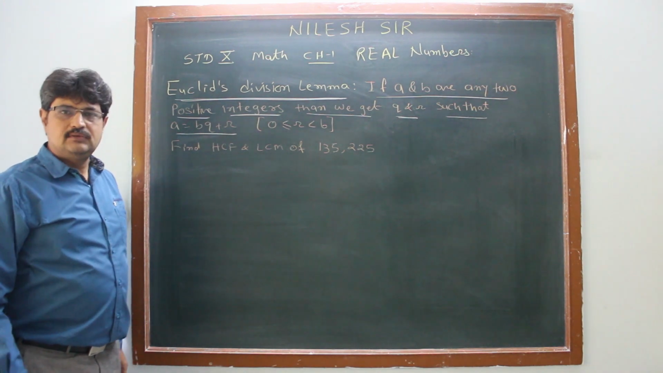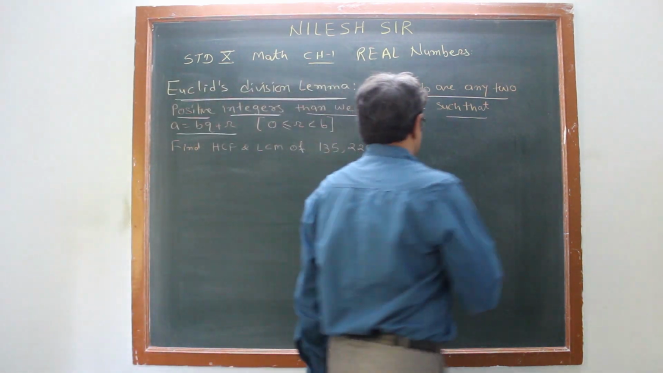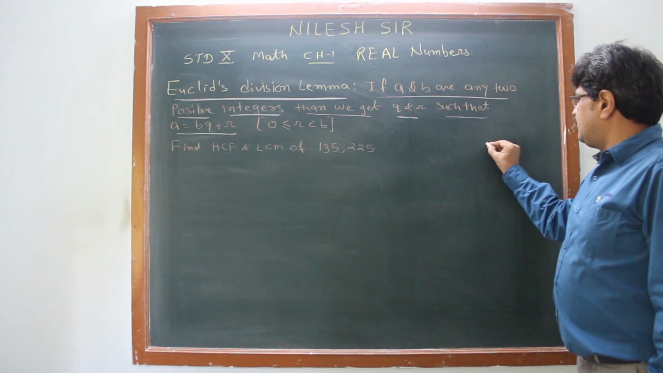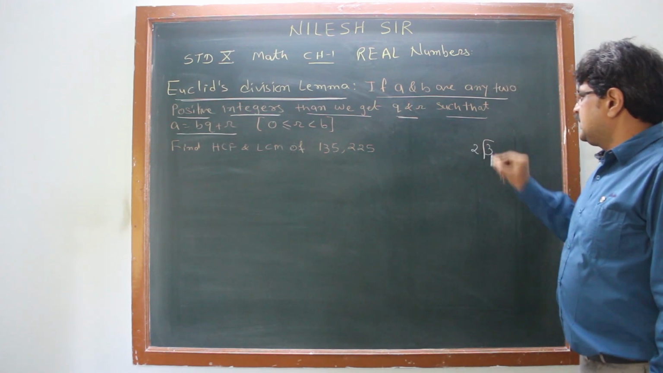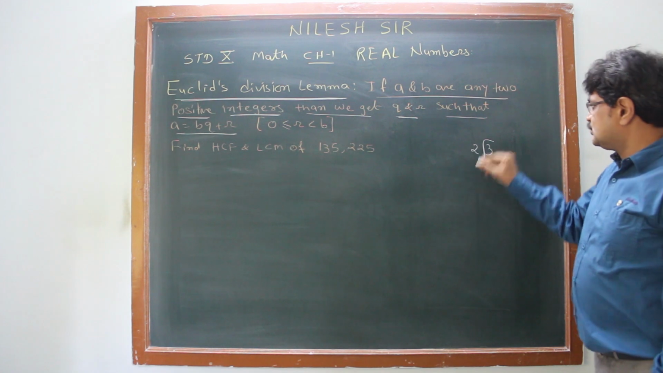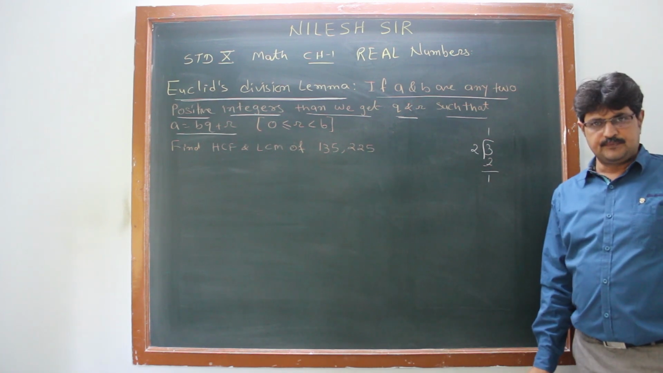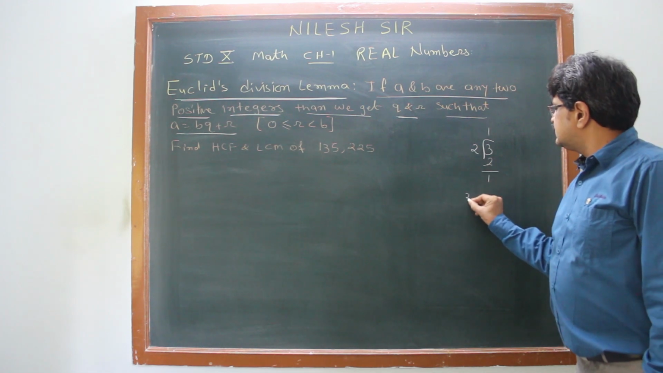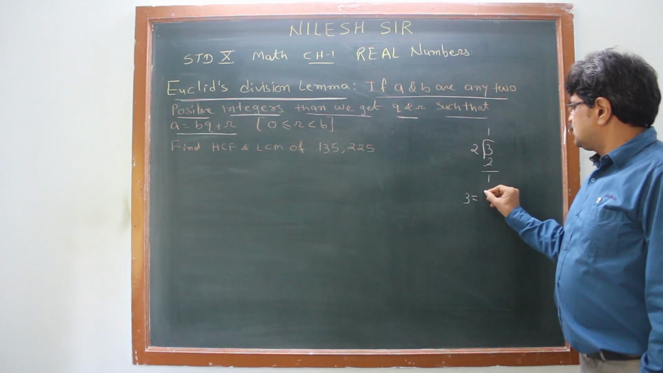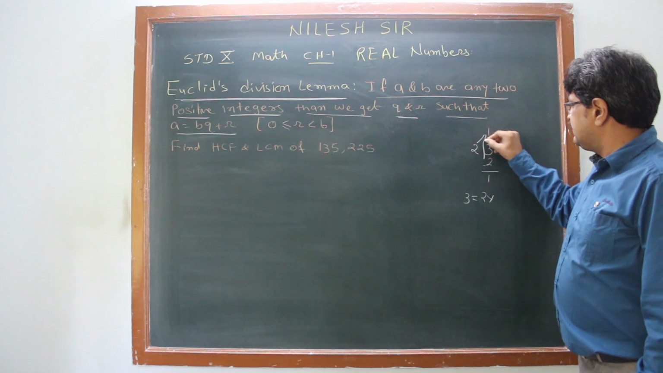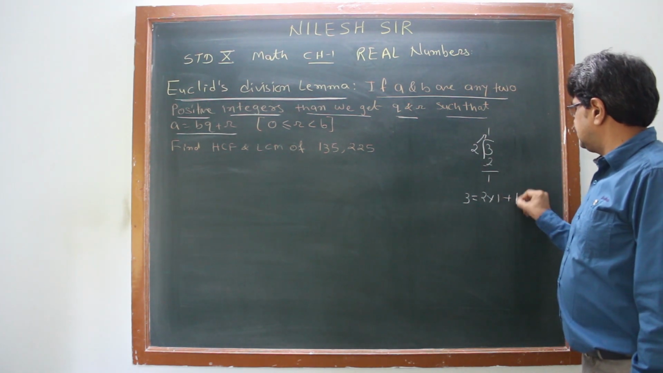We have already learned so many divisions. We have learned the division of 3 by 2. We can divide it as 2 ones are 2 and the remainder is 1. We can write it as 3 is equal to 2 multiplied by 1 plus 1.